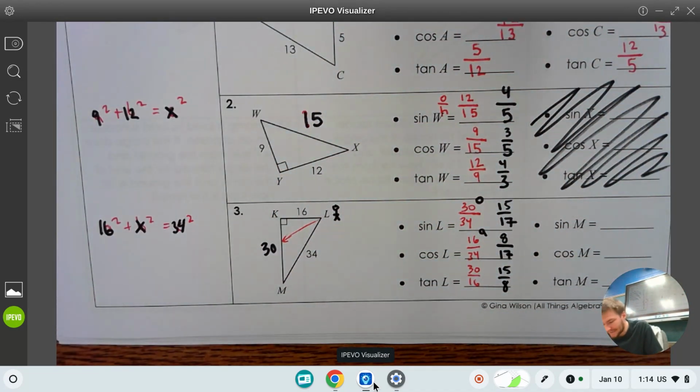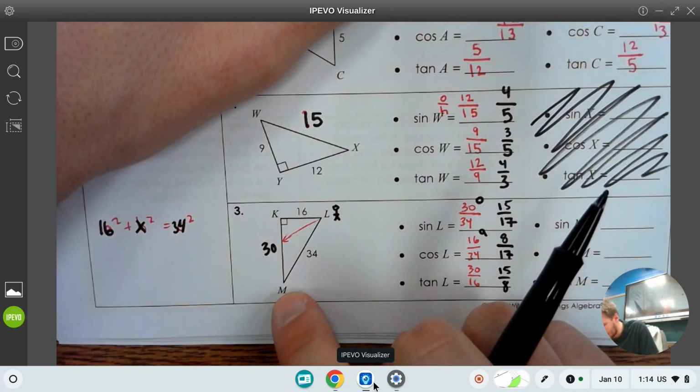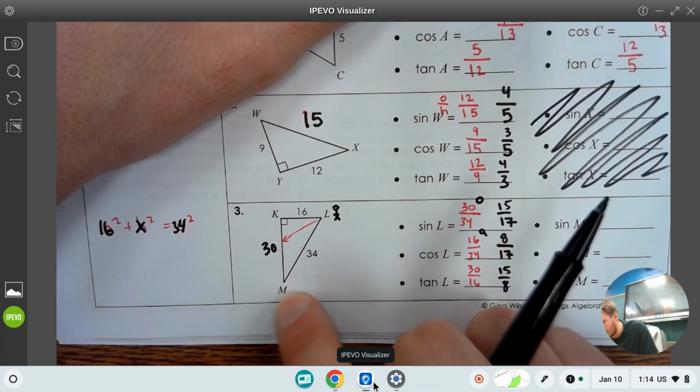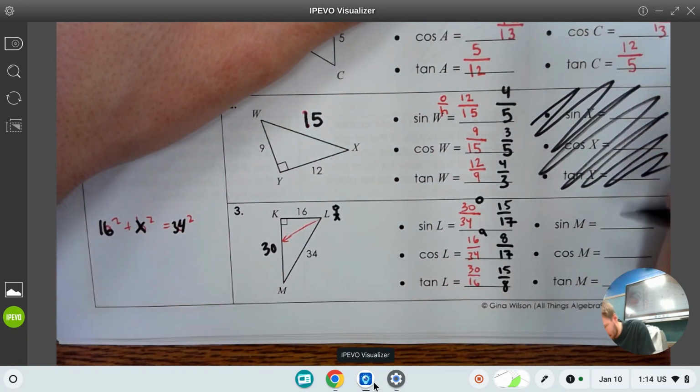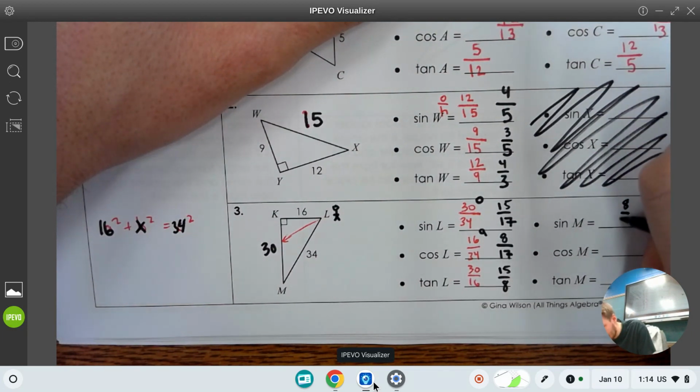From the M position, I'll just give you the answers. From the M, it should be opposite over hypotenuse simplified, 8 over 17, and adjacent over hypotenuse, 15 over 17. Tangent, 8 over 15.